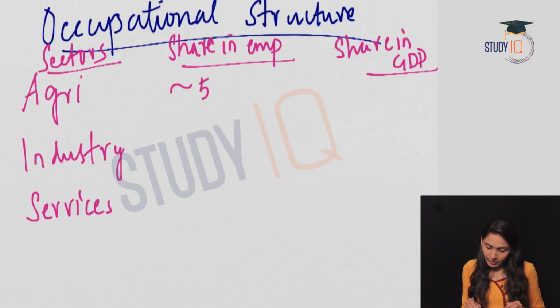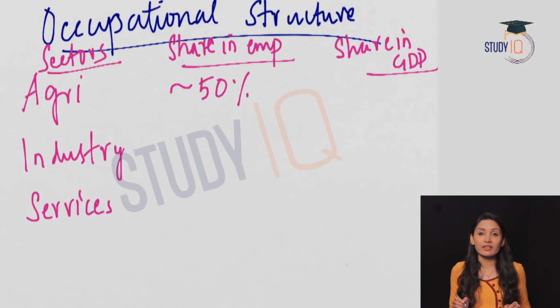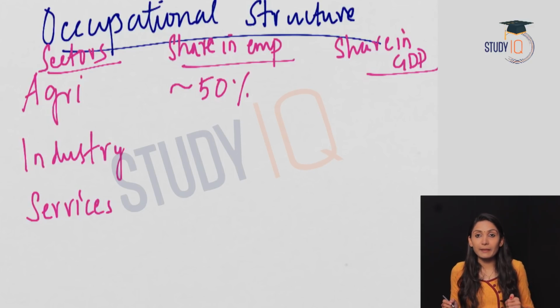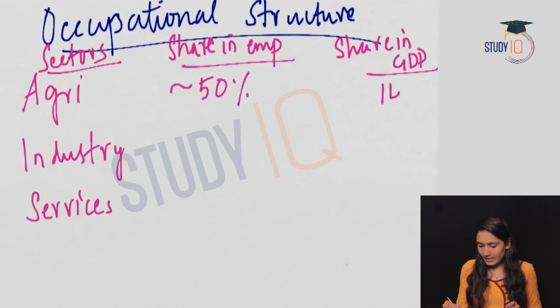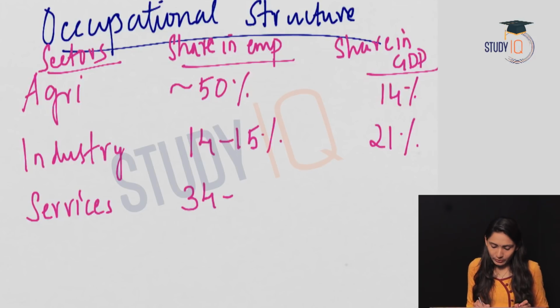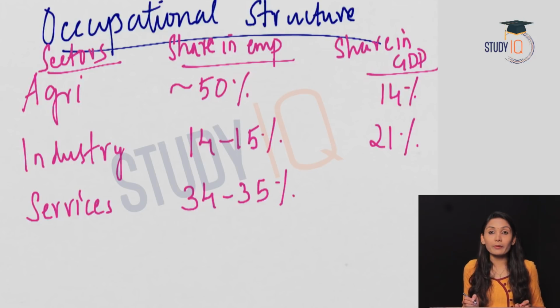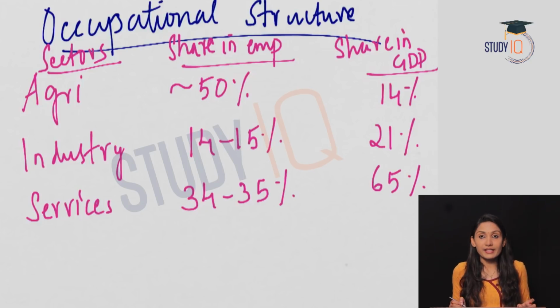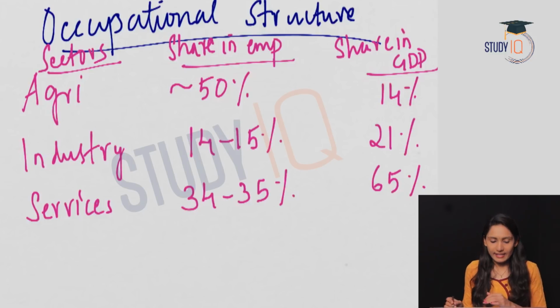Around 50% of Indian population is directly engaged in agriculture and allied activities. But the contribution of agriculture to the GDP is merely 14%. The contribution of industry in the share of employment is around 14 to 15%. Industry contributes around 21% of India's GDP. Services sector provides 34 to 35% of employment in the Indian economy and contributes to 65% of the GDP in India. Now let us analyze this data.